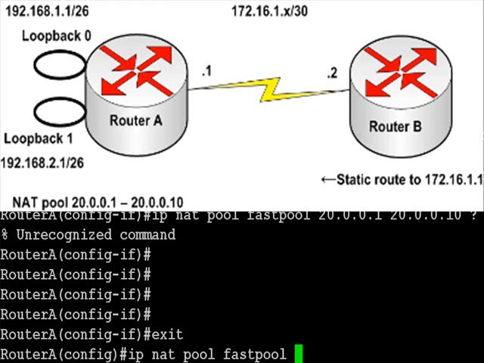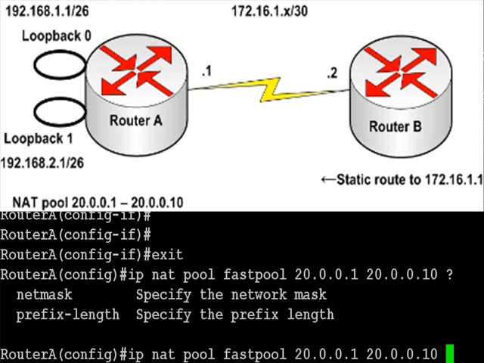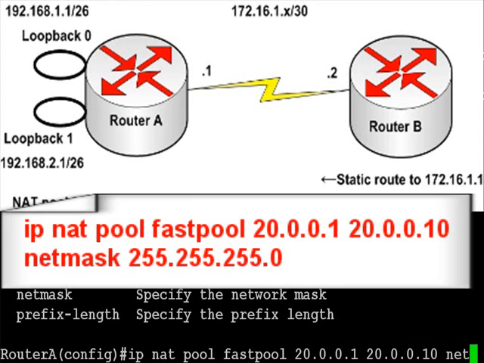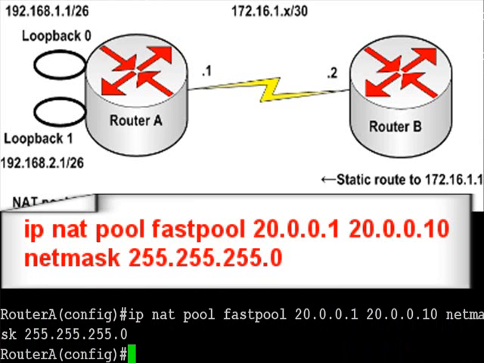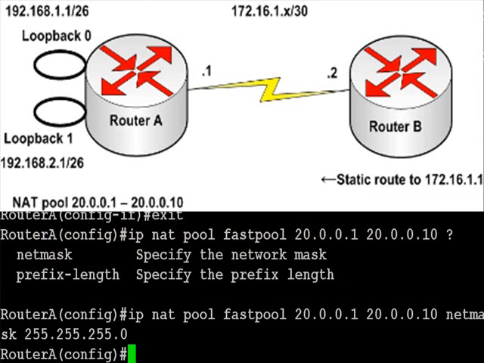So our first command is IP NAT pool. I'll give it the name fast pool, and our pool of addresses is 20.0.0.1 to 20.0.0.10. You can choose either net mask or prefix length here. I'm going to choose a net mask of 255.255.255.0. So it's a /24 mask.